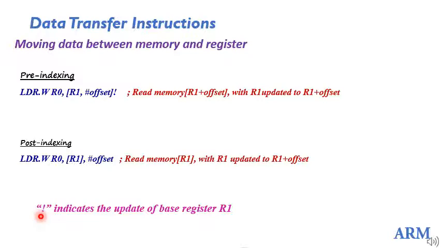So when it is present, the base register will be updated to the new value; without it, the base register will be holding the original value. Now the presence of the exclamation mark is of significance only in the case of pre-indexing, because in post-indexing, even though the exclamation mark is not there, R1 will be updated to the latest value, R1 plus offset.